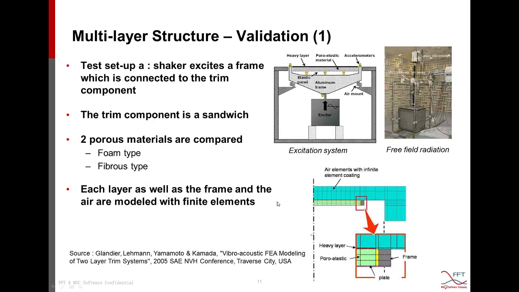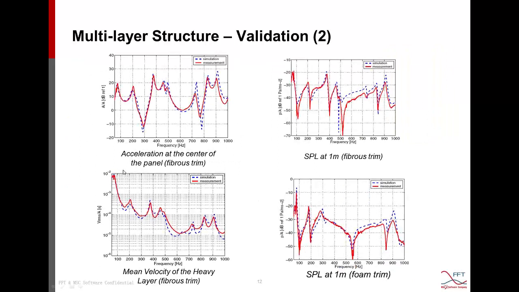anechoic room. And in the Actran model, you can see here we model through finite elements the different layers of structure and porous material, and the air volume that is beyond the surface of the heavy layer. And two types of material are compared. One is the foam type porous material. The other is the fibrous type of porous material. So we were looking at different indicators, each time comparing simulation and measurement.